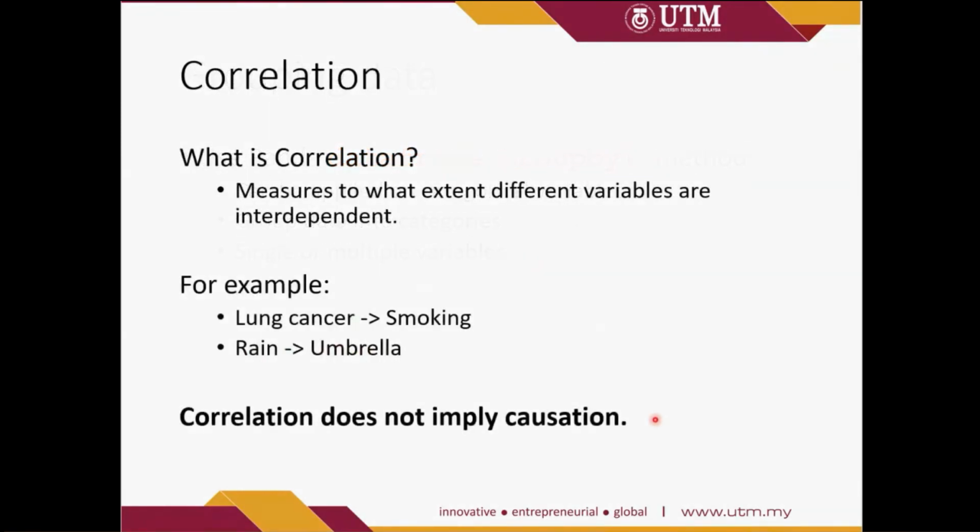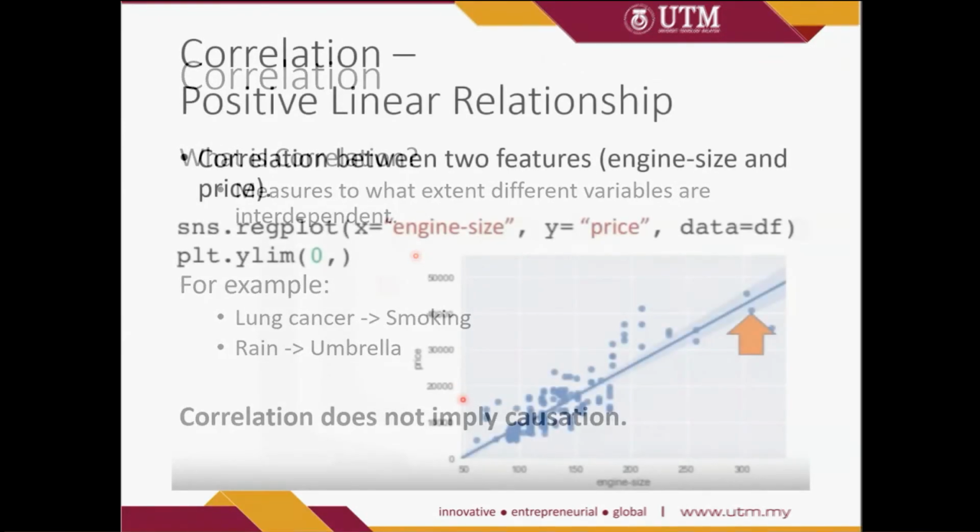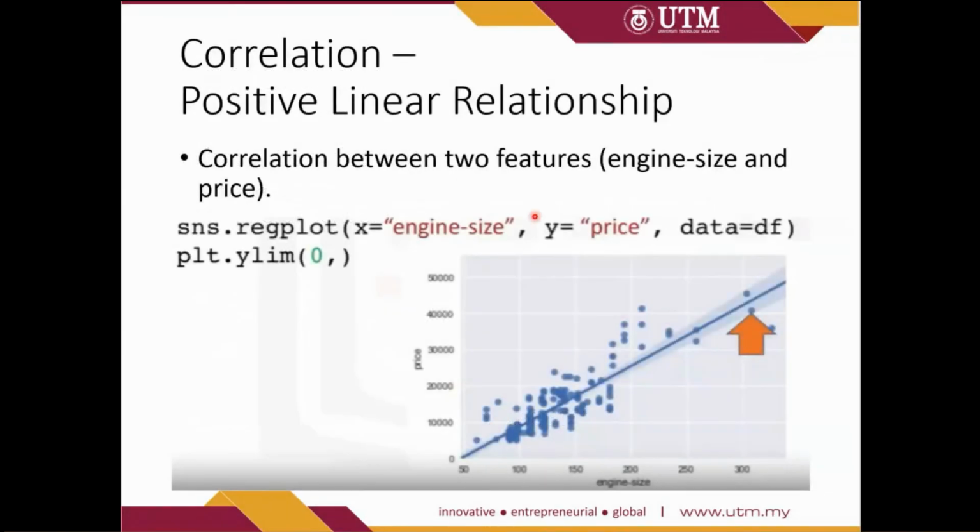So now let's look at correlation. What is correlation? It measures to what extent different variables are interdependent. In other words, when we look at two variables over time, if one variable changes, how does it affect change in the other variable? Now, in data science, we usually deal more with correlation.